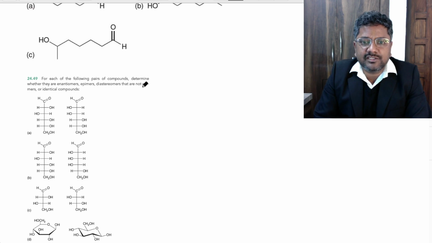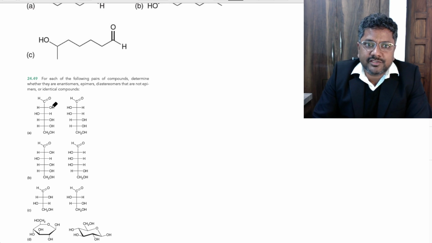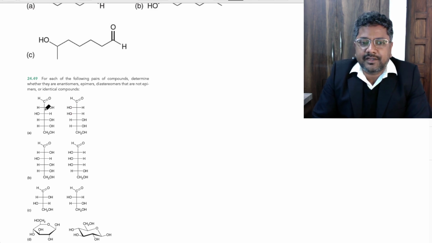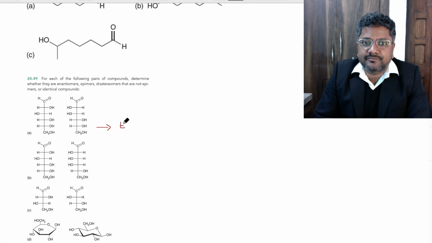right? Diastereomers means that they are not epimers or identical compounds, right? So see first, if you examine the first compound, CHO, same functional group. See here, OH this side, right hand side in the Fischer projection, then OH on the left hand side, OH left, OH right, CH2OH. Only one carbon has a different orientation. So definitely these two compounds are what? Epimers.